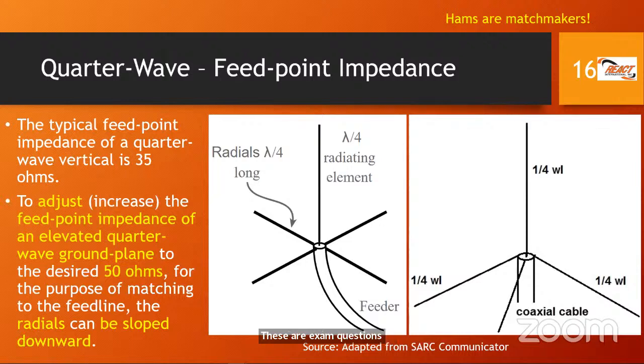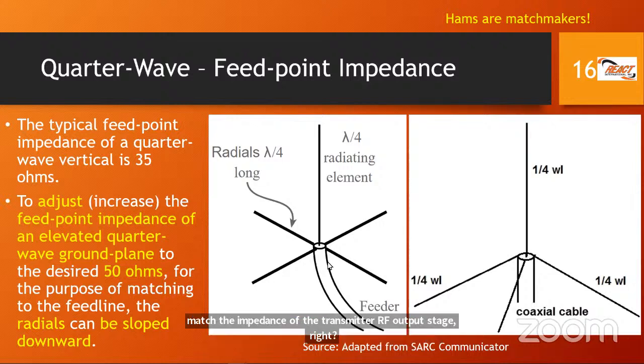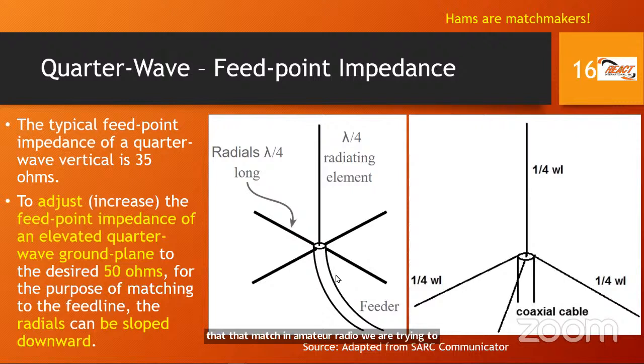All right, so we're sticking with the quarter wavelength antenna. You may recall previously we had discussed that each antenna's feed point has an impedance. And that's actually what we're trying to do, as matchmakers. We're trying to match the feed point impedance of an antenna, whatever that is, to the impedance of the transmission line, and also to match the impedance of the transmitter RF output stage, right? So we're trying to have a nice match. You may recall that the match in amateur radio we are trying to achieve is 50 ohms. That's 50 ohms.